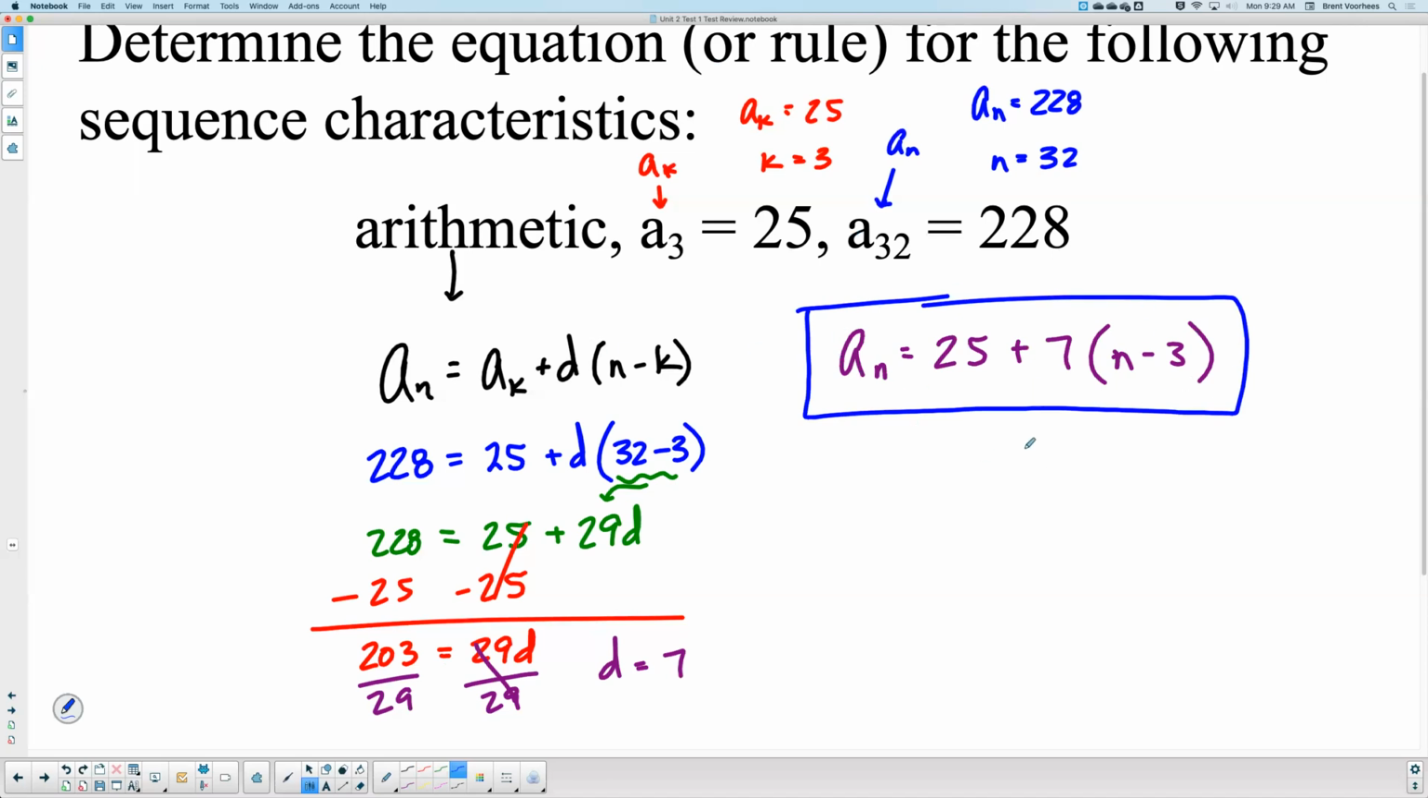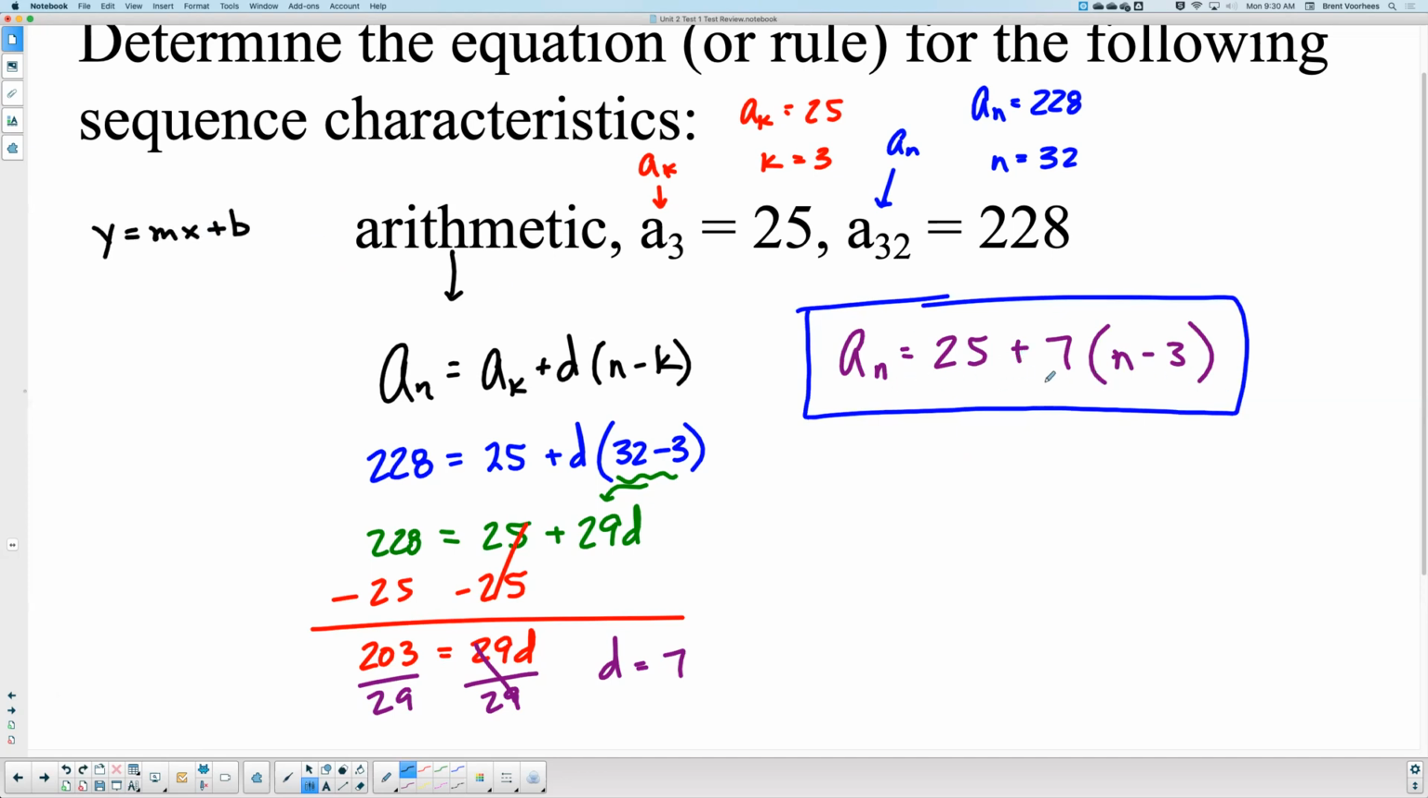That would work. However, what if you come to the test and that's not there as one of the multiple choice answers? What should you do from here? Simplify. If you remember, just like geometric is exponential, so you simplify to a times b to the power of x. Arithmetic is like what type of equation? Linear. So we need to get it into the form of y equals mx plus b.